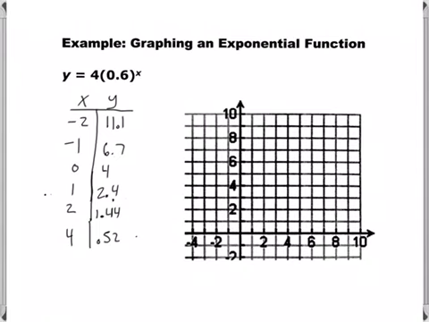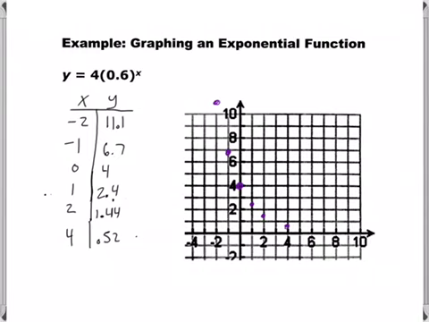So at -2, it's 11.1. At -1, it's 6.7, so right around almost 7, but not quite there. At 0, it's 4. At 1, it's 2.4. At 2, it's 1.44. And at 4, it's 0.5.